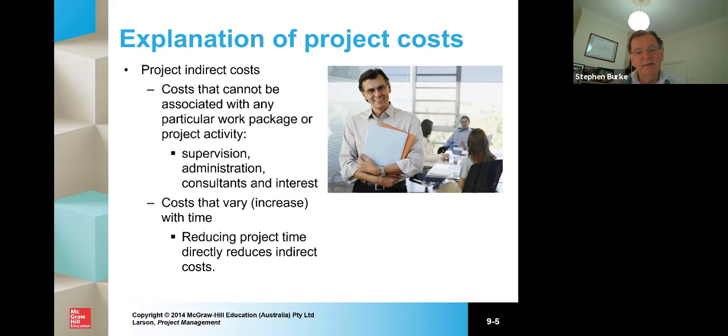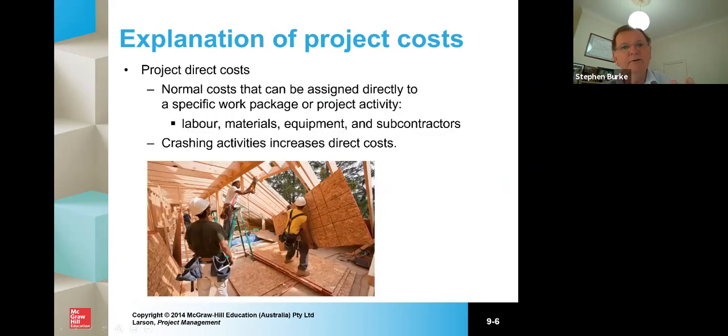And those things tend to be, the more you do, they reduce project time. And if you reduce the project time, it directly reduces indirect costs. Sorry, I should have said indirect costs. If you reduce time, they tend to come down. So they are a factor of the project, and they're like a product of the project.